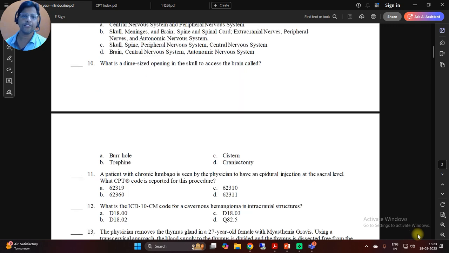So tenth one, what is a dime-sized opening in the skull to access the brain called? Take 2 minutes and answer. So the correct answer for tenth one is called a burr hole. This is the starting point whenever a patient wants to undergo procedures on the brain. You will call it a burr hole.